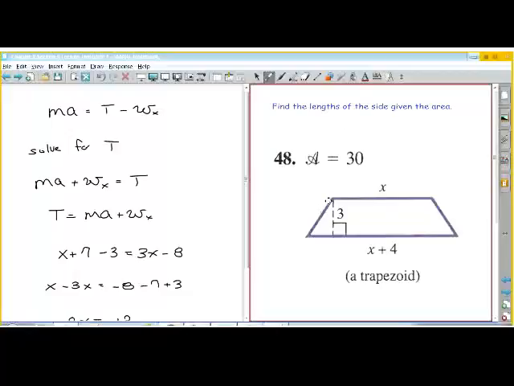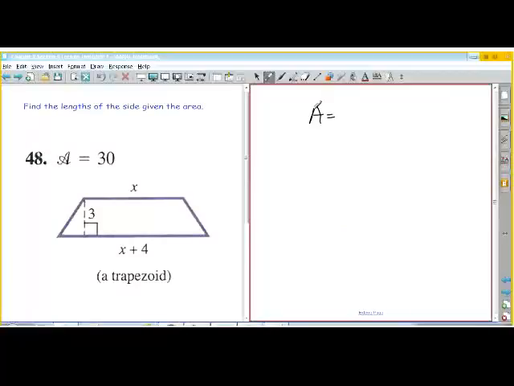Okay. So you got some more of these things where you're given the area, so you just have to identify the appropriate equation. The area of a trapezoid is 1/2 the height times the sum of the two bases. So all we do is plug it in, 30. There's no units on it. So 30 is the left-hand side. You have 1/2 the height. The height is 3. The small base is x. The big base is x plus 4. And then you just have to solve for x.